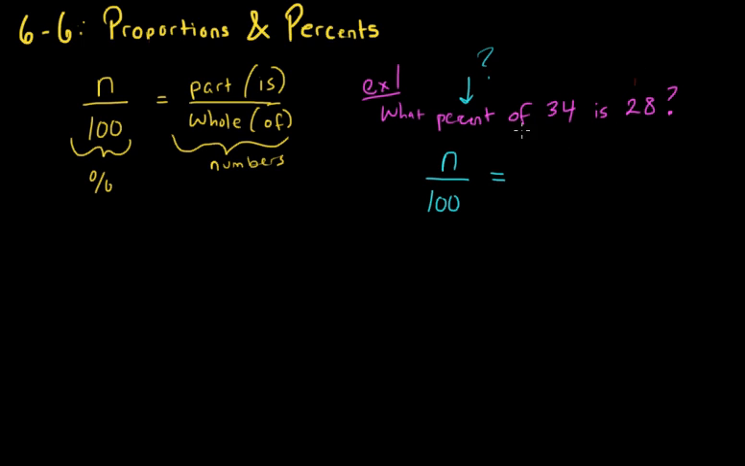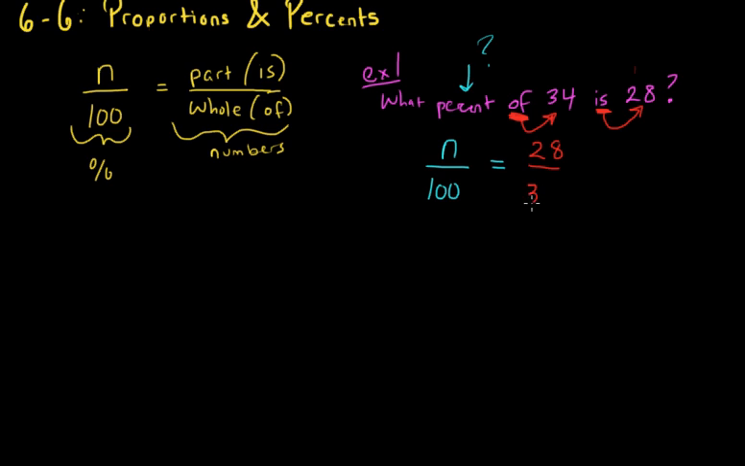And there's a little trick where I was mentioning the is over of here. If you underline the word of, the next number is normally the of. If you underline is, the next number is the is part. So is over of, 28 over 34.